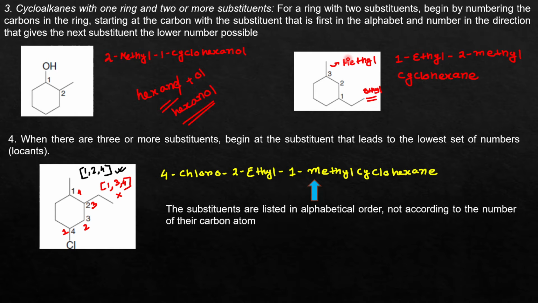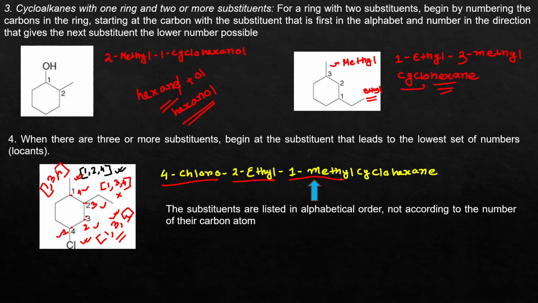So you can see now, while doing the nomenclature of this compound, as this chlorine group comes alphabetically first, you have to write 4-chloro. Then this ethyl group comes alphabetically second, and the position of this ethyl group is 2, so 2-ethyl. Then the position of this methyl group is 1, so 1-methyl. And as it is a 6-membered ring, you have to write cyclohexane.